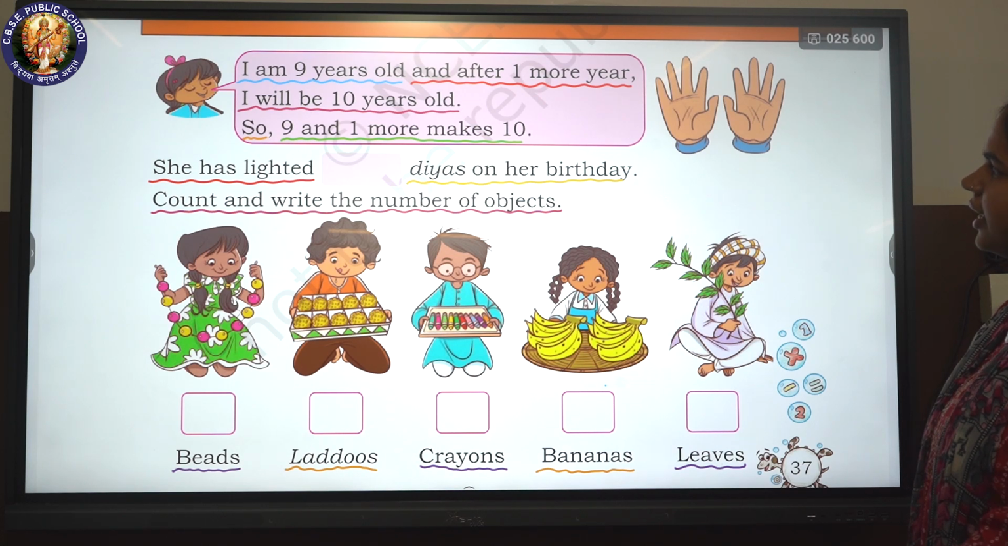So, 9 and 1 more makes 10. She has lighted blank diyas on her birthday. Count and write the number of objects. Beads, laddus, crayons, bananas, leaves.